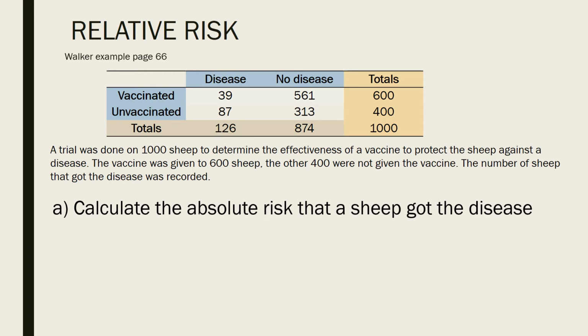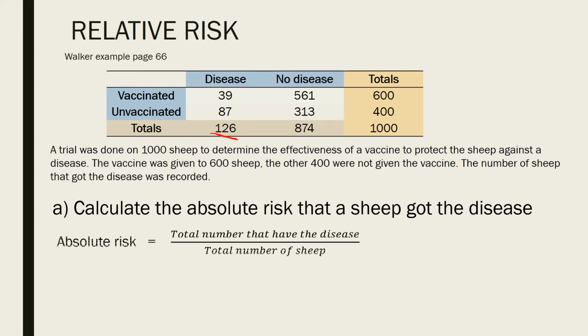So the absolute risk that a sheep got the disease: the total that got the disease was 126, and we're looking at all sheep, so we're looking at it out of 1,000. So it will be 126 over 1,000, so 0.126.